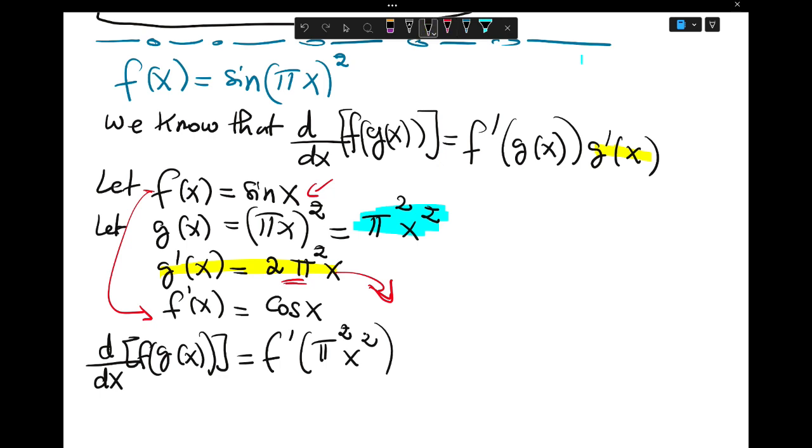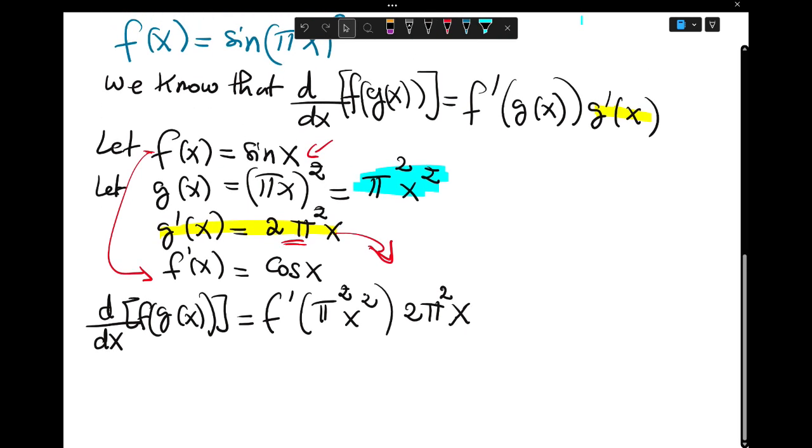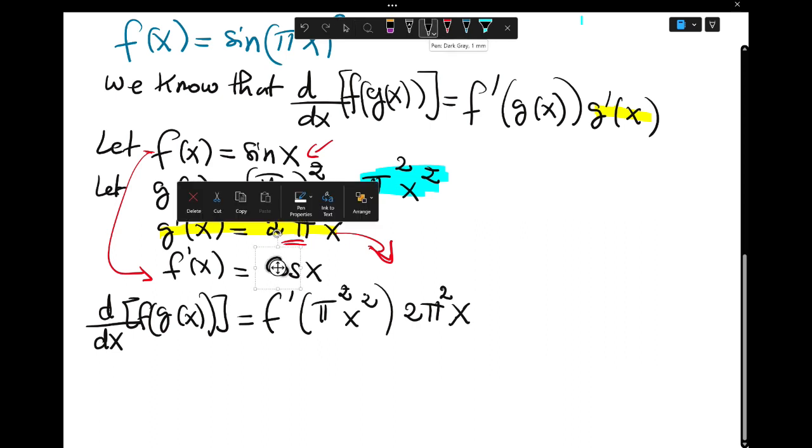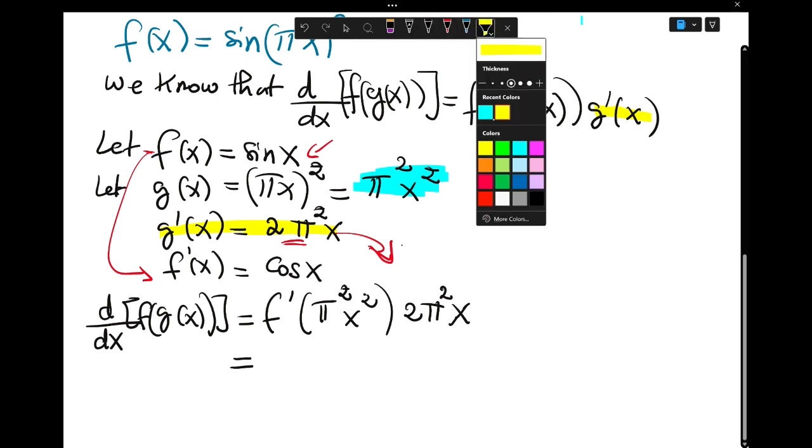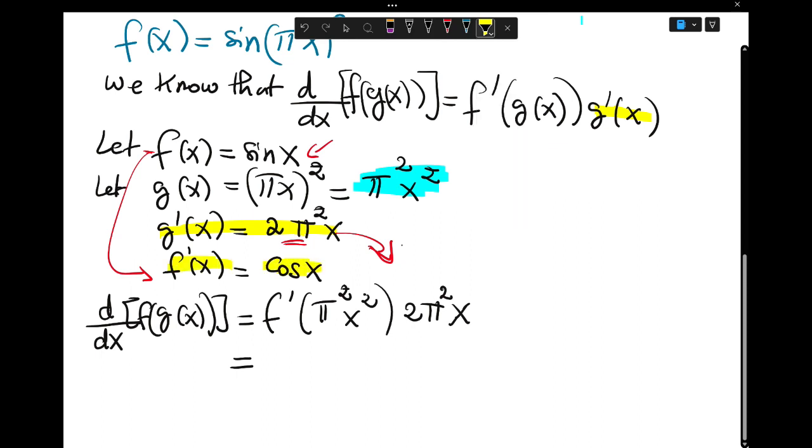So g prime will be 2 pi square x. You need to be careful with this problem because it's kind of confusing, but so far we are on the right track. So we're going to say that f prime, and this is f prime. Let me highlight f prime.